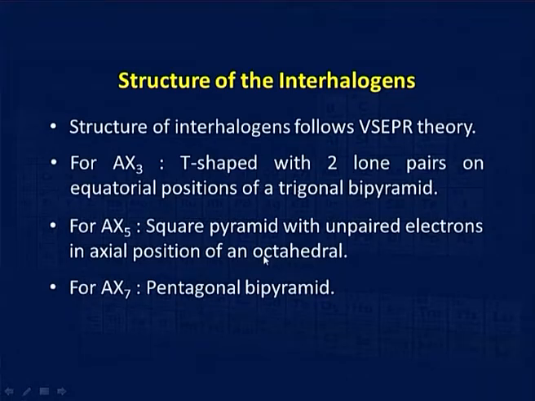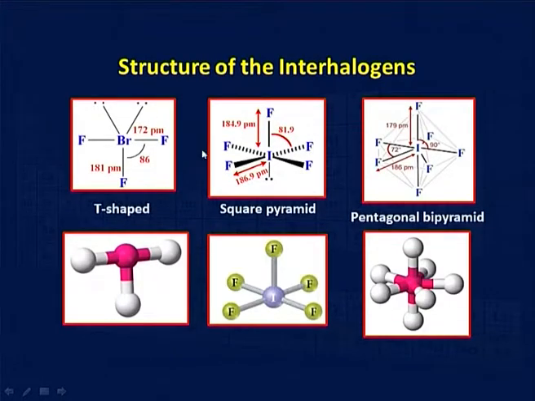The AX5 type of interhalogen has a square pyramid structure with the lone pair in the axial position of an octahedron. For AX7 type of interhalogen, it has pentagonal bipyramidal geometry. This is the geometrical representation of bromine trifluoride, having the T-shaped structure. This is the bromine trifluoride structure.